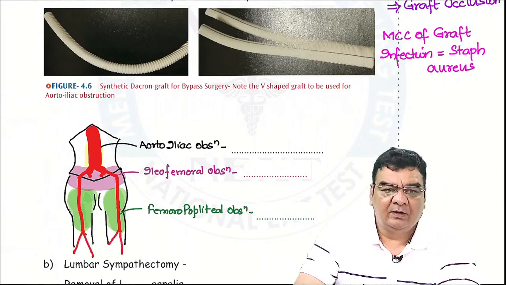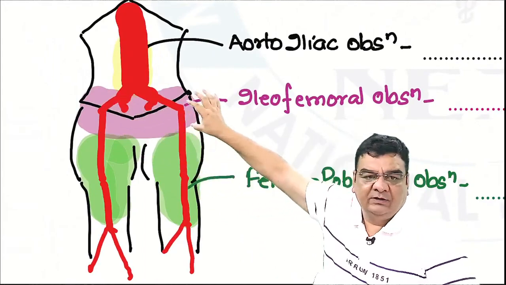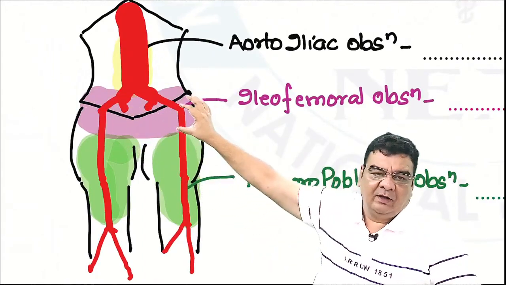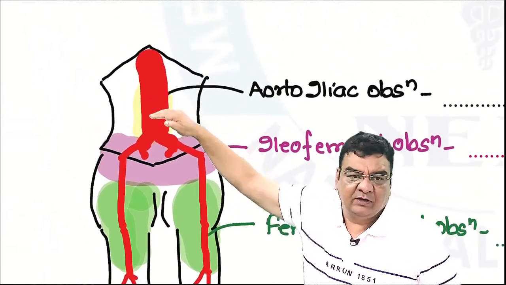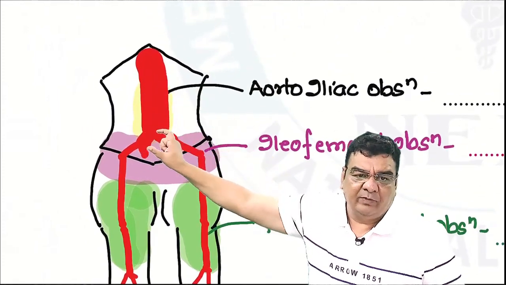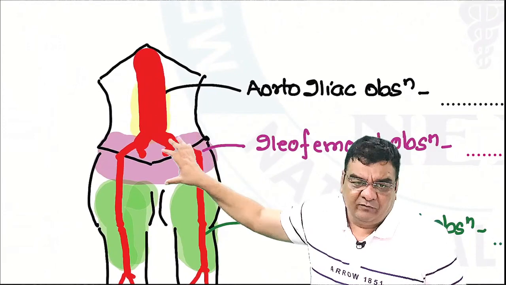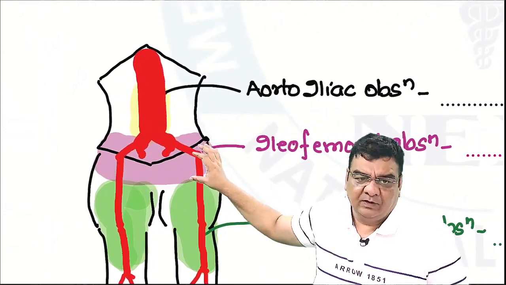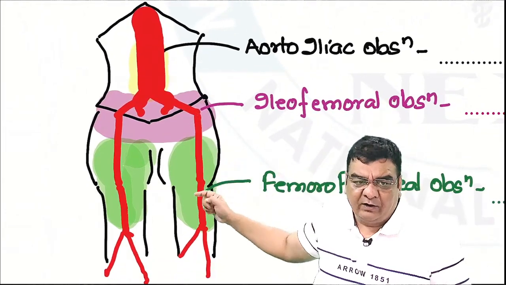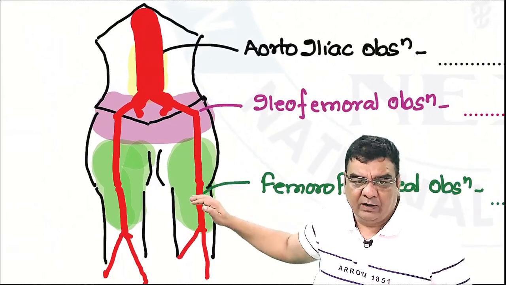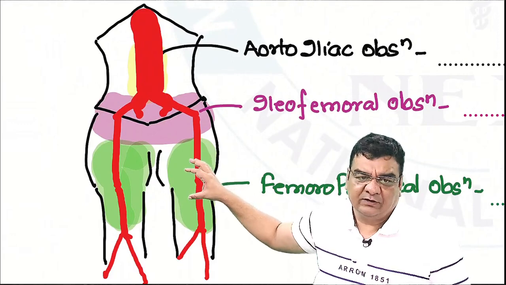Something like this. Now, if we just try to focus in this area, this pinkish part you're seeing here, this is the inguinal region. If there is a traffic jam in the artery above the inguinal region, that is a suprainguinal obstruction, then we prefer using a Dacron graft, for aortoiliac obstructions. If there is an iliofemoral obstruction, then we prefer doing angioplasty. And if it is infrainguinal, the green area you're seeing, that is femoropopliteal, we prefer using the great saphenous vein.